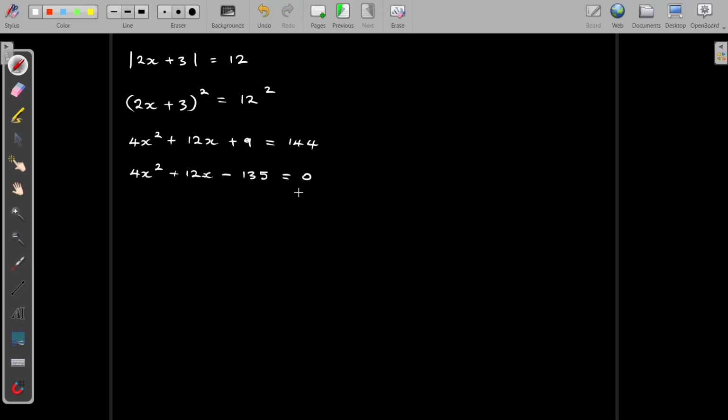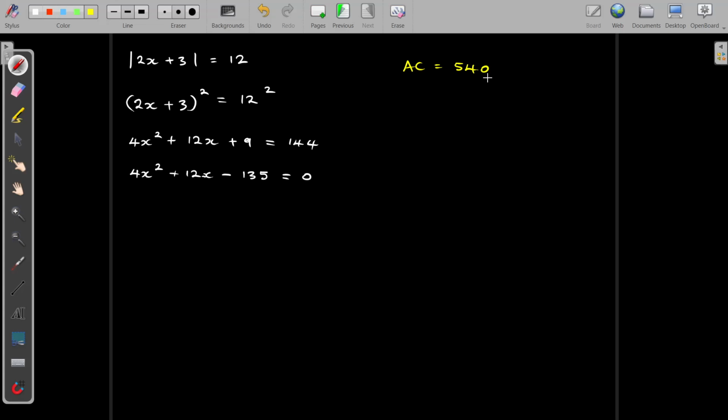Now using AC for this one, 4 times 135, that's 270, 540. That's a big number. So we're dealing with 540 as the AC. We need two numbers. When we add them, we get 12.